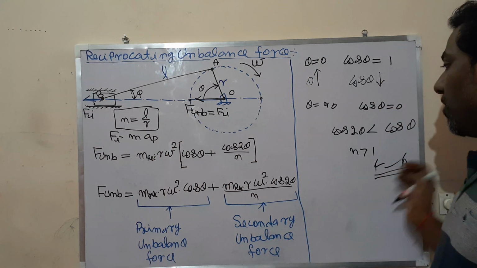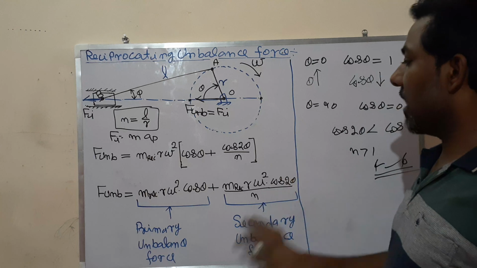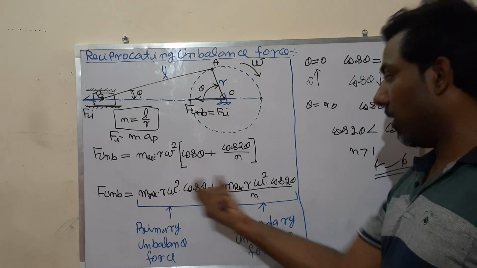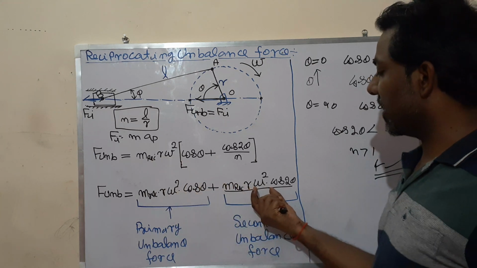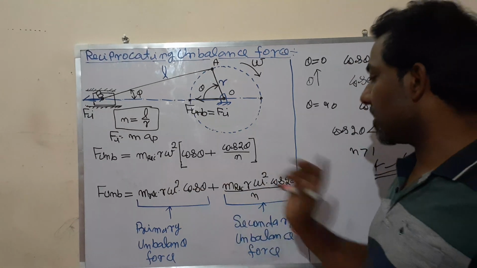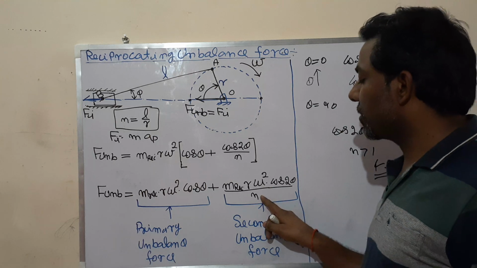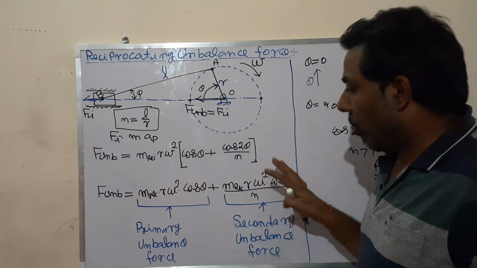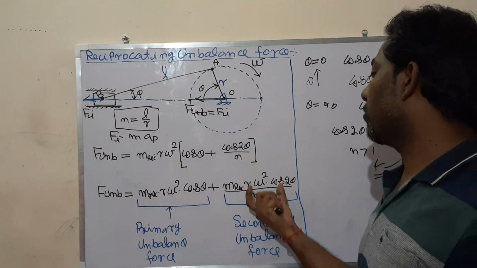If n is 4 to 6, then you can see that this term is large and this one is very small. Why is this small? Because cos 2 theta is less than cos theta, and also this term is divided by n, which is much greater than 1, 4 to 6. So overall I want to say that this term is very large compared to this term.